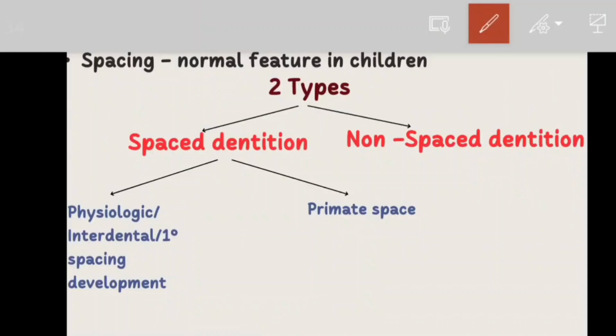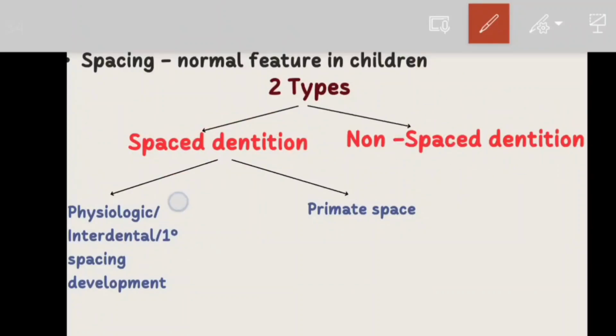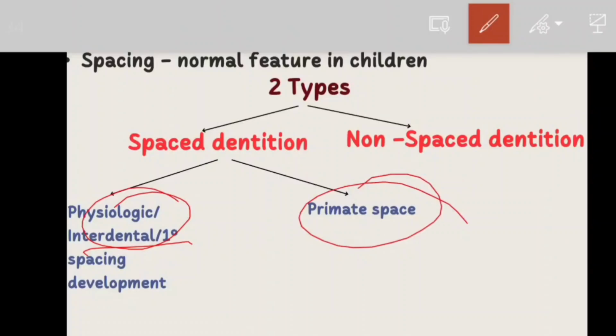Now we see the spacing in children, which is a normal feature in children. There are two types: spaced dentition and non-spaced dentition. The spaced dentition is also divided into two: physiological spacing, or you can say the interdental spacing, and the other one is primate space.